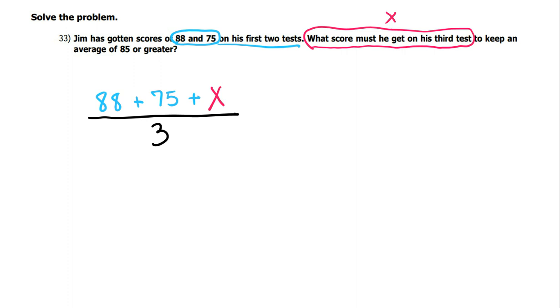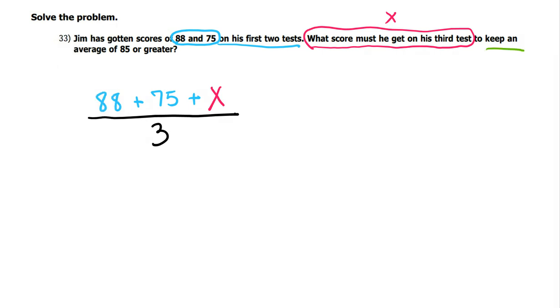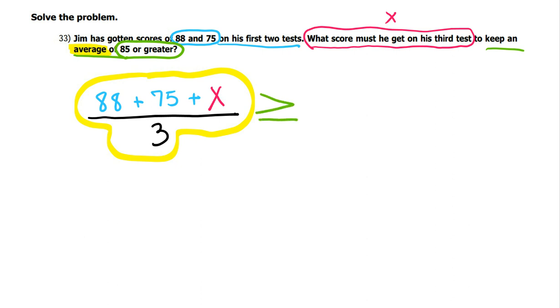Okay? And he wants to keep, I'm going to give another color here. Come on, pen, work for me here. To keep an average of 85 or greater. Now remember, this represents his average, and he wants that to be 85 or greater. So that means greater than or equal to 85. Keep an average of 85 or greater. So it could equal 85, but could also be greater than 85.